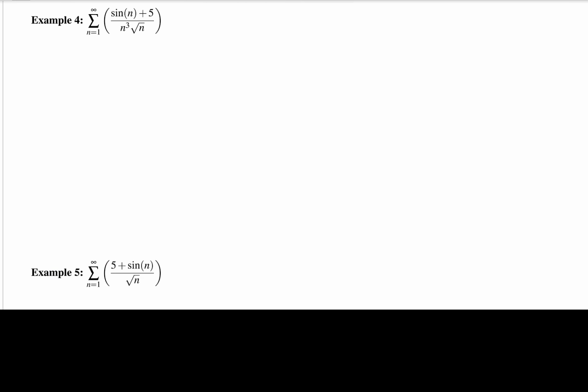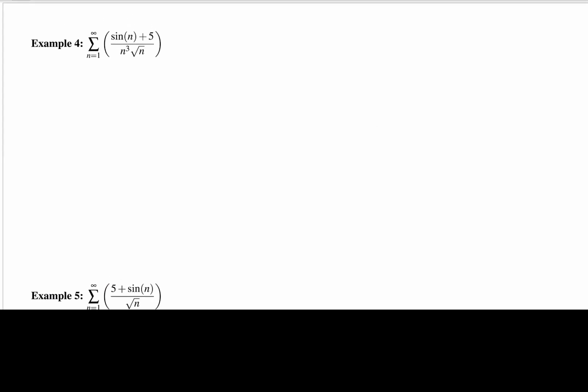Okay, let's look at example 4. This one's a little bit more complicated. So I'm going to look, it's safe to say that both the top and the bottom are complicated. The first thing I'm going to do is kind of simplify the bottom. So I can rewrite the bottom as n to the 7/2, right? Because I'm just adding exponents right there.